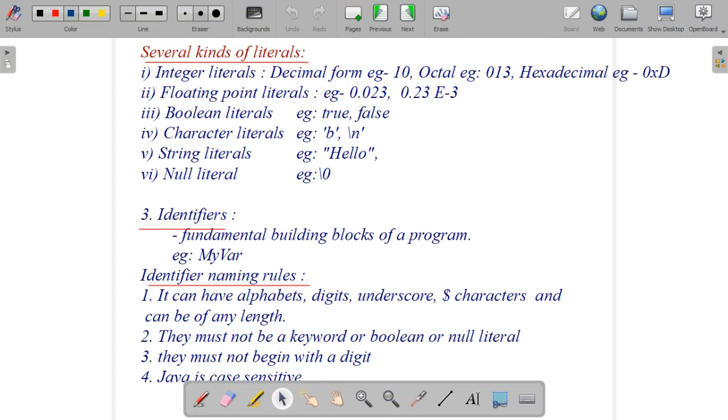So the next one is Boolean literals. Boolean means it will return true or false. Only two values it has, true or false. So a Boolean literal is always of type Boolean. What is the type of Boolean? It is the data type Boolean also. It either returns true or false.